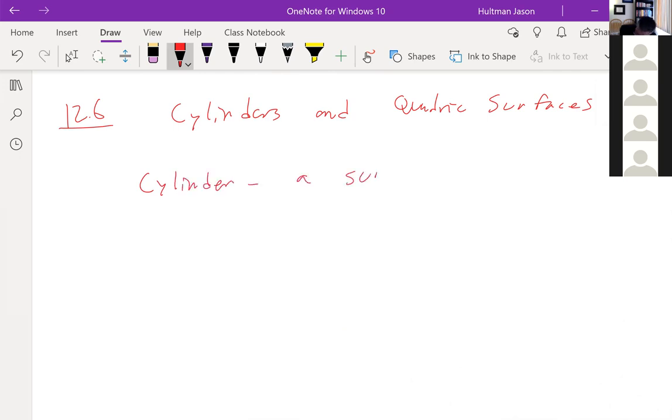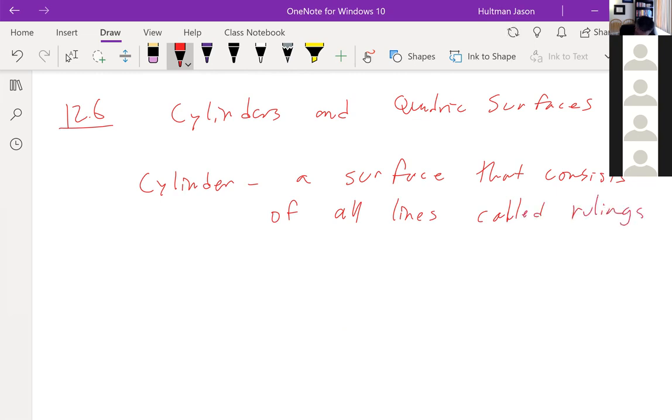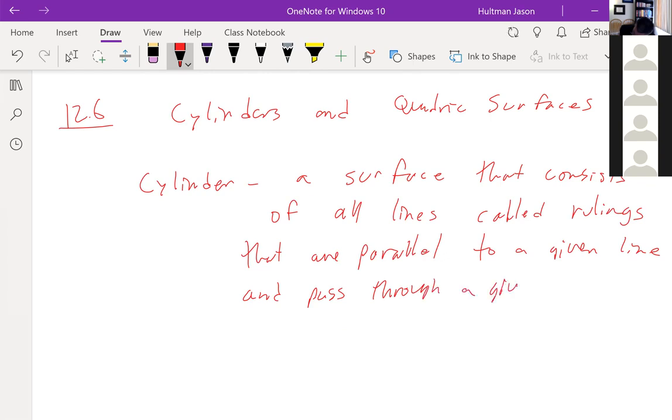is a surface that consists of all lines, called rulings, that are parallel to a given line and pass through a given plane curve.